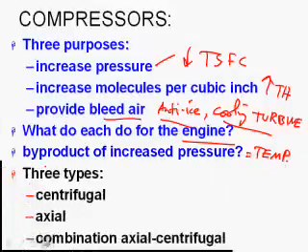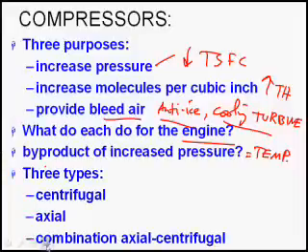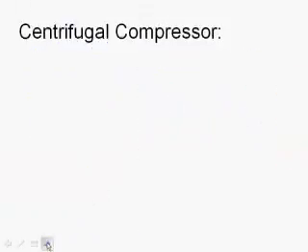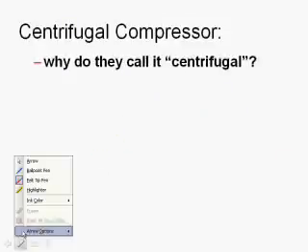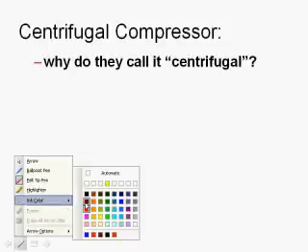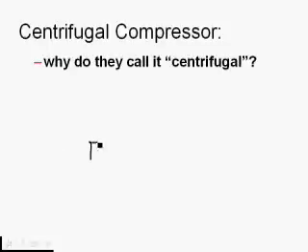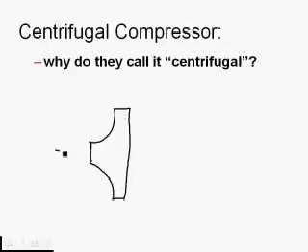And there are three basic types of compressors. We'll start with centrifugal. Centrifugal compressors. They call it centrifugal because the air gets flung outward. And here I'll draw a centrifugal compressor. And I'm looking at it from the side. And there's one in the classroom. And the air gets pulled in. Sometimes this is called the eye, right here where the air gets pulled in.